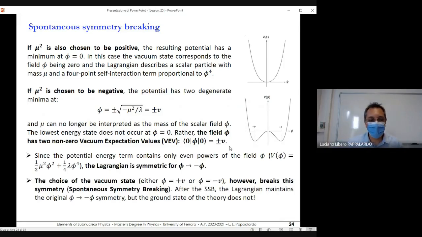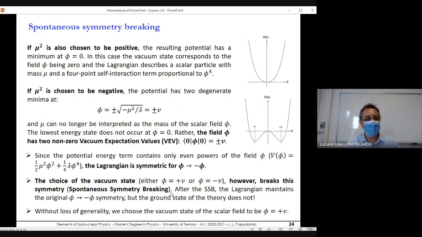Now, if you remember, the potential energy that we used only contains even powers of the field, either phi to the square or phi to the fourth power. So by construction, this potential energy, and so the Lagrangian, is symmetric under phi going into minus phi. If you make this change, nothing happens in your Lagrangian. So this is the symmetry of this Lagrangian. Now when we make the choice of the vacuum state, either plus v or minus v, we are breaking the symmetry. We are choosing one of the possible ones. So the choice of the vacuum state breaks this symmetry spontaneously. Why spontaneously? Because the Lagrangian density still maintains its symmetry with respect to plus or minus, but the ground state of the theory does not anymore, because you pick just one of the two. So you are breaking this symmetry, and this is done indeed spontaneously.